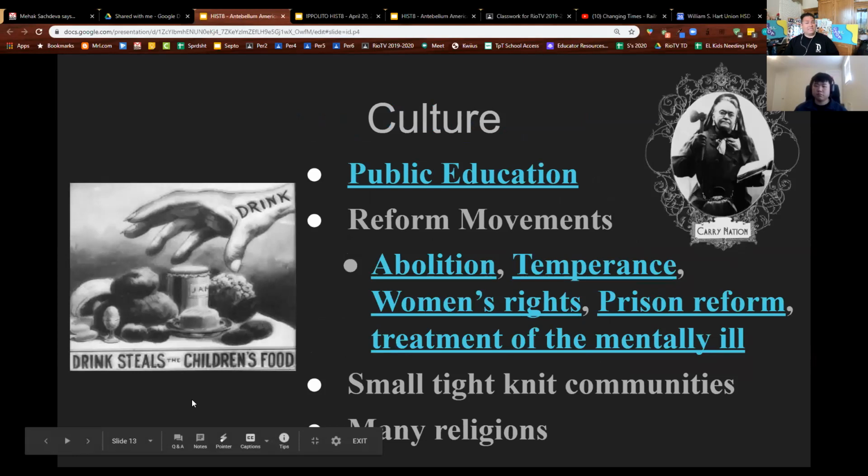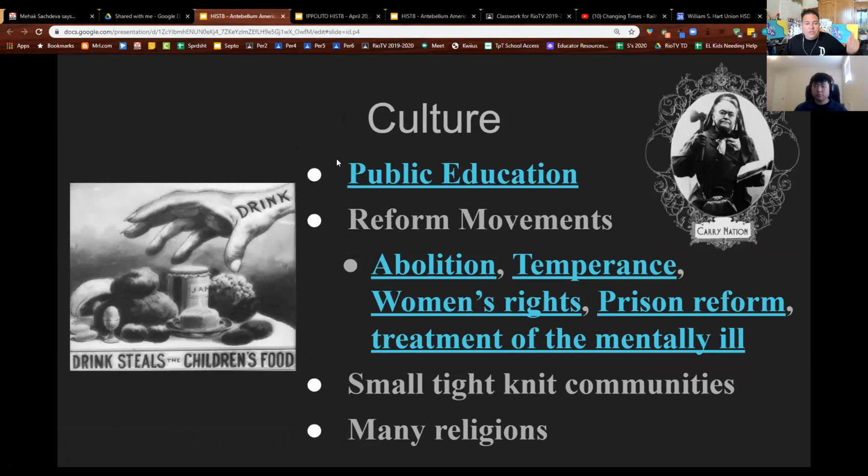Finally, this is our last part of the presentation on culture. So the culture of the North. First of all, public education. I am a huge champion of public education and a huge advocate because I teach in a public school. Before the invention of public education, the only people who got an education were the children of the wealthy, who could afford it, because before public education, there was only private school or private tutors. That's the only way you would get an education.